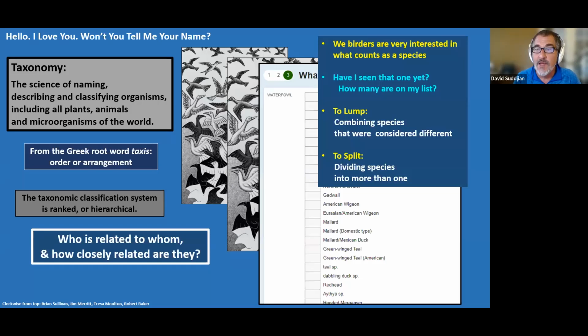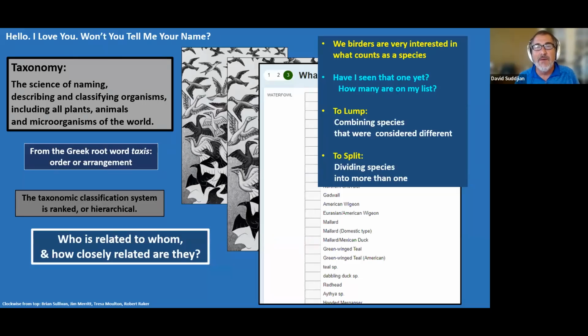So it's something we encounter all the time, and birders are very interested in aspects of our taxonomy, most especially what counts as a species. Have I seen that one yet? How many are on my list? These are thoughts that are in our heads as birders all the time. So it's really drawing from that taxonomy.